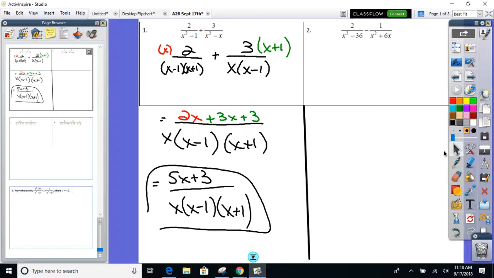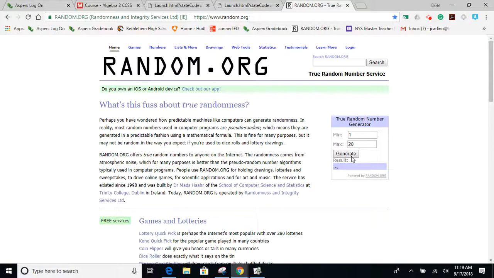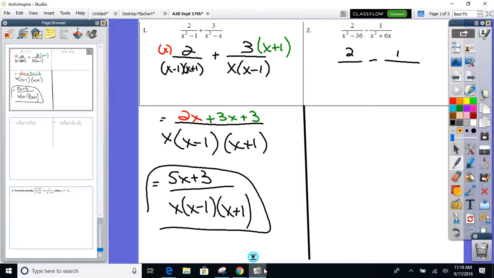All right, here you go. Next up, go ahead, factor the denominators for me. Factor the denominators, and then we'll find out what our common denominator is. When you're ready, factor both for me. Yep. Nice job.